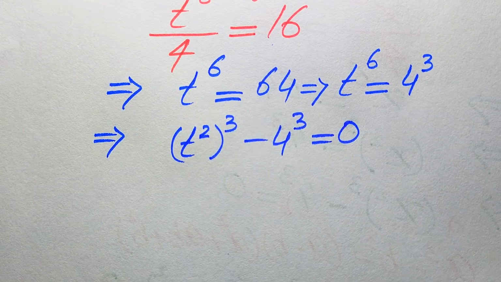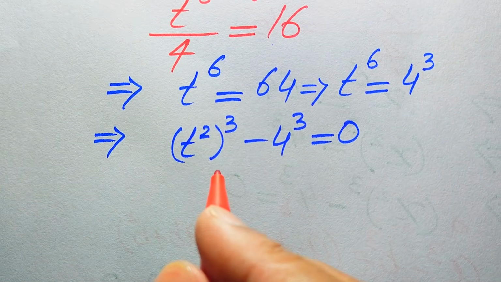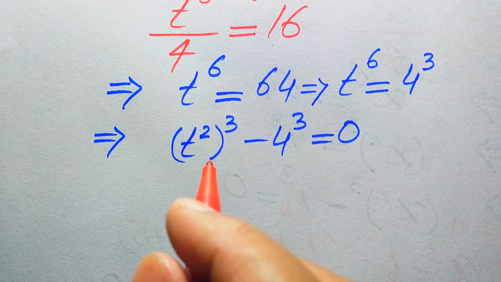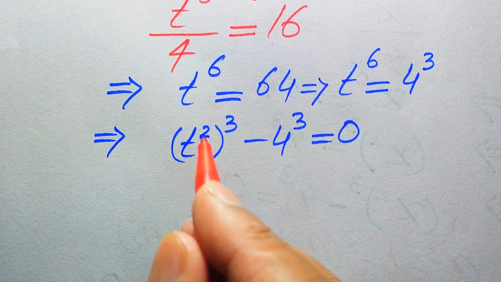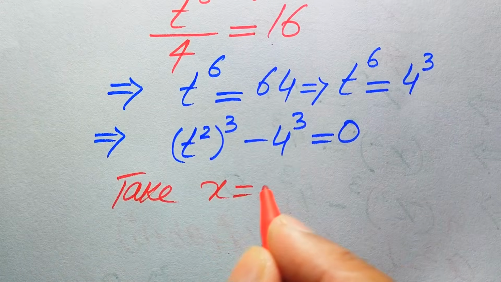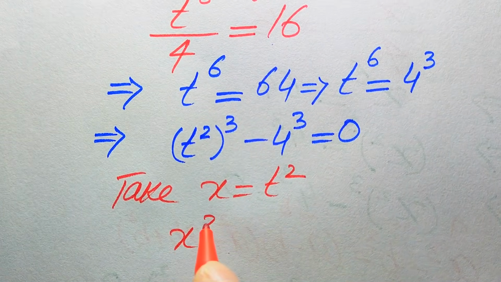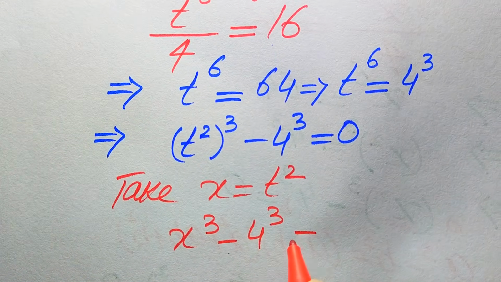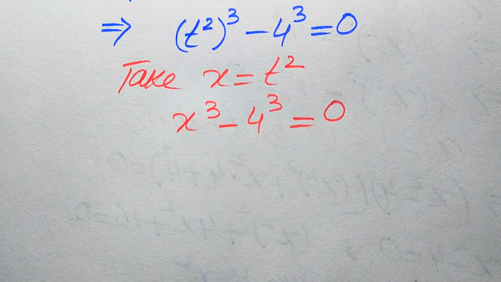You see here, this equation becomes a cubic form, and here we apply the nice cubic formula. Before applying the cubic formula, first we need to convert this into linear form. For this we make a little substitution here, so that we take x equal to t squared. When you put t squared equal to x, this equation is written as x cubed minus 4 cubed, and this whole equation is equal to 0. So you see that this equation becomes a cubic form, and here we use the nice cubic formula.